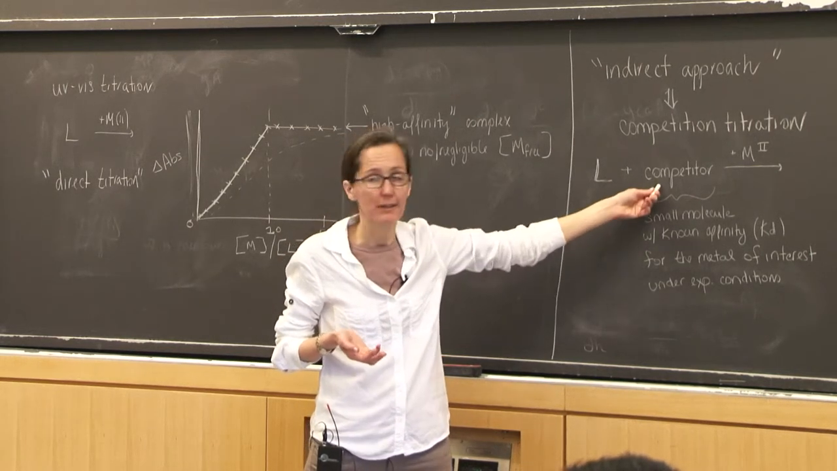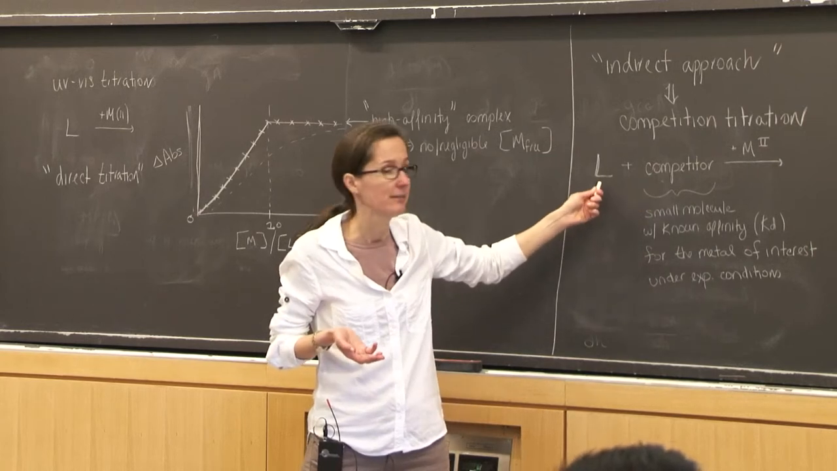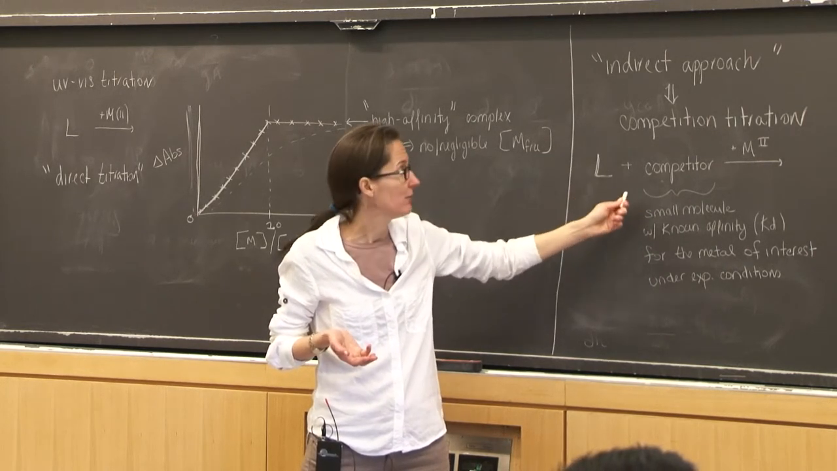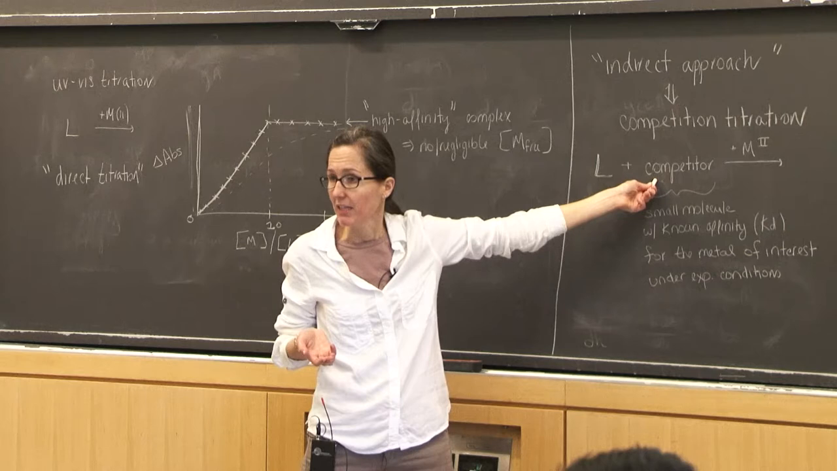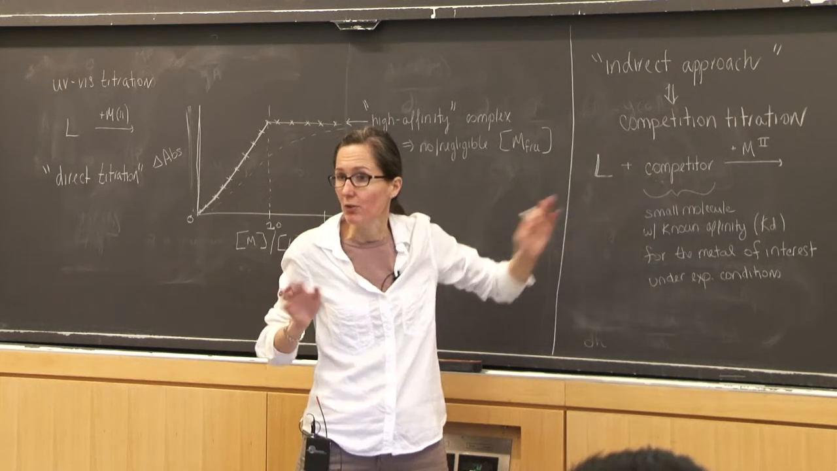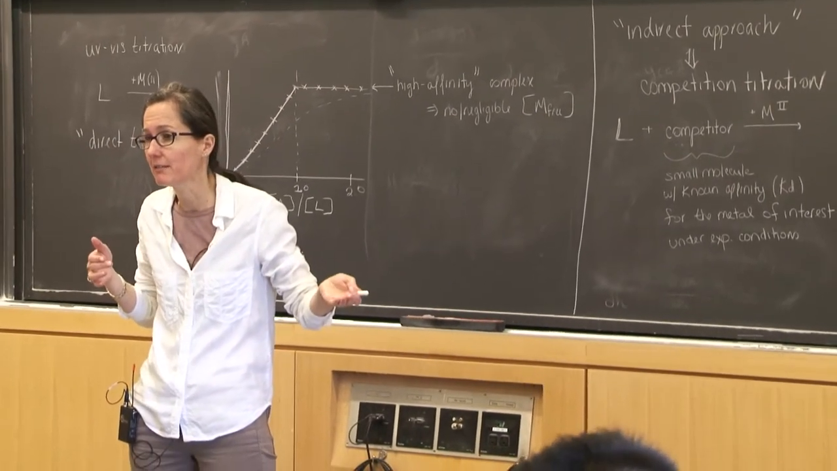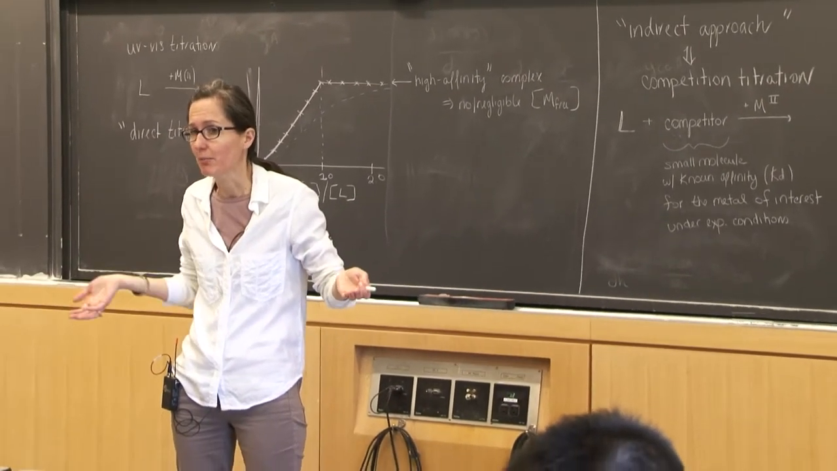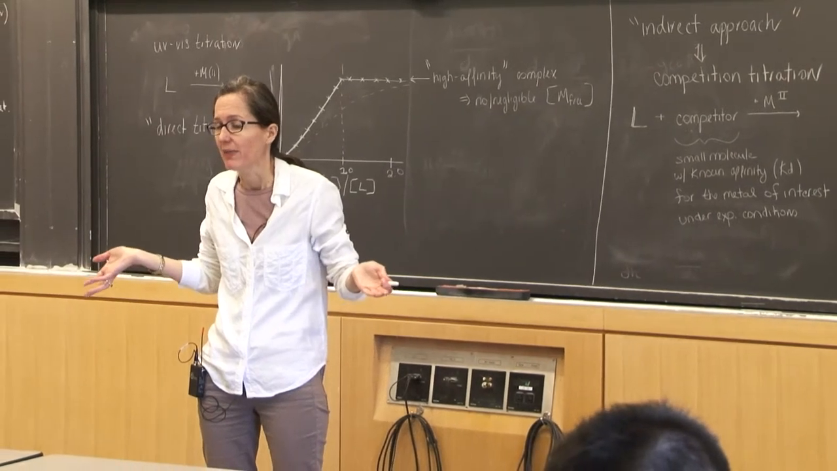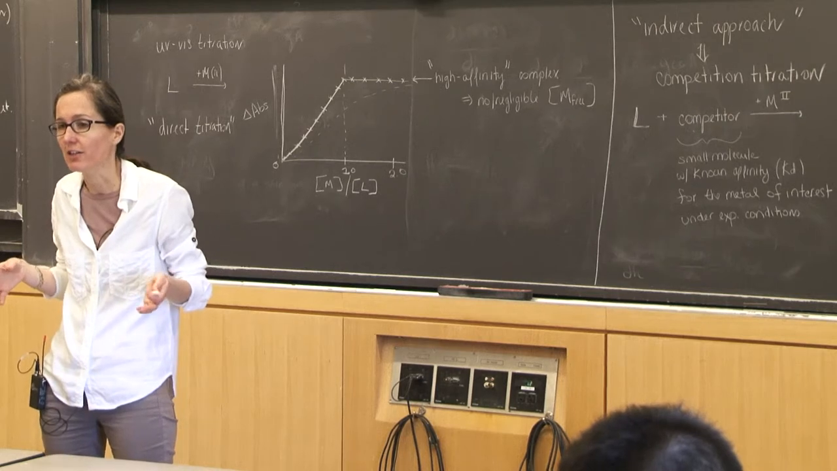Do we see a response from the competitor or not? If not, it tells you that the protein won. If yes, and it's the same as the competitor in the absence of the protein, the competitor won, right? So those are two cases of outcompetition, where either the protein outcompetes this competitor or the competitor outcompetes the protein. That's not very helpful for actually determining an apparent dissociation constant value.